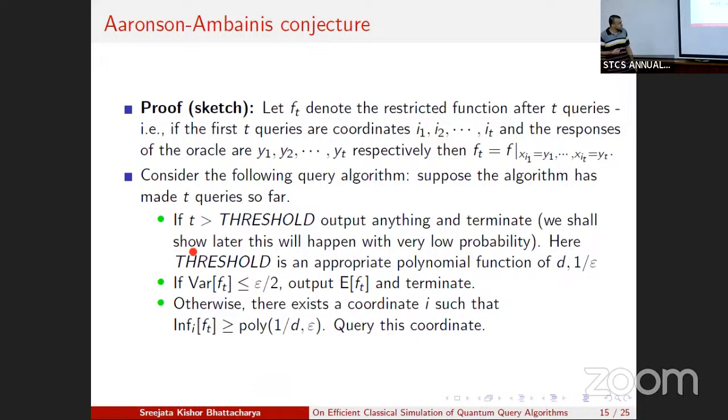Now let's look at the variance of the restricted function. If the variance is too low, simply output the expectation of this restricted function. In this case, you can bound the error simply by the second moment method. Since the variance is already low, this expectation is a good approximation to the function. And now what if the variance is high? Then, assuming the Aaronson and Ambainis conjecture is true, there exists a coordinate with high influence. So query this coordinate, then increase t by 1 and go to the next step.